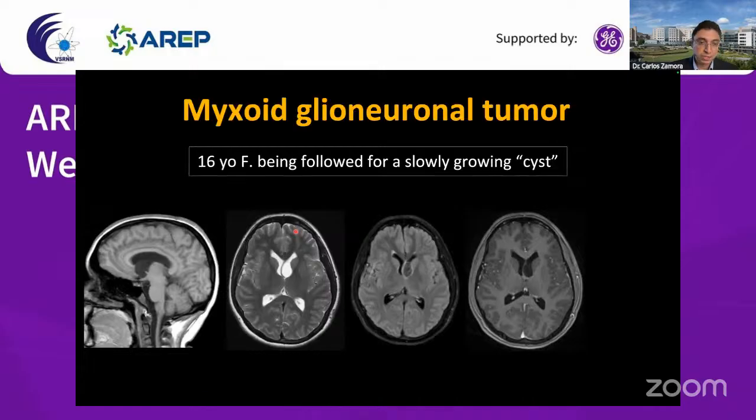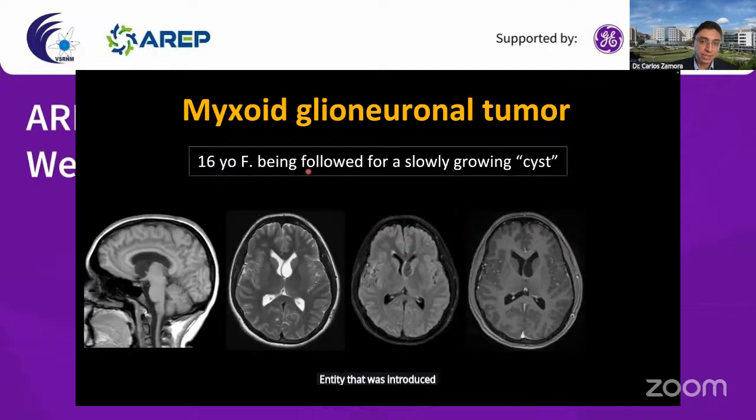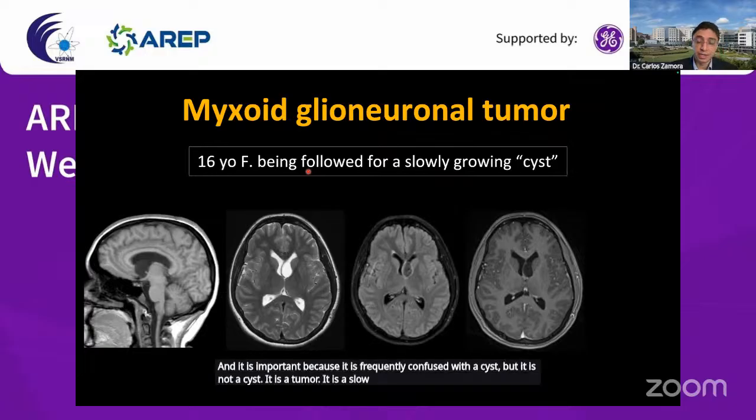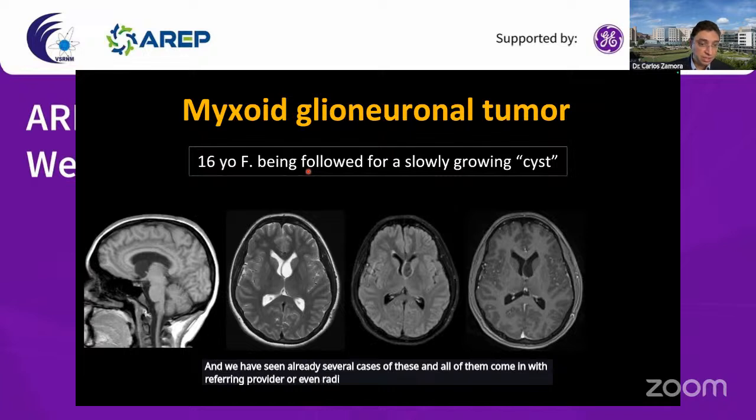And this is something called a myxoid glioneuronal tumor, an important entity that was introduced as a new entity in the last WHO classification. And it is important because it is frequently confused with a cyst, but it is not a cyst. It is a tumor. It is a slow-growing tumor, but it is a glioneuronal tumor. And we have seen already several cases of these, and all of them come in with referring providers or even radiologists thinking that it is a cyst when it is actually a slow-growing neoplasm.